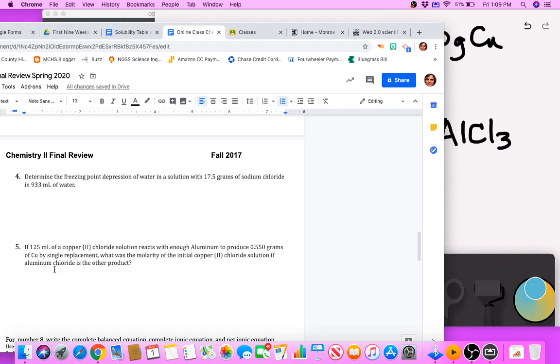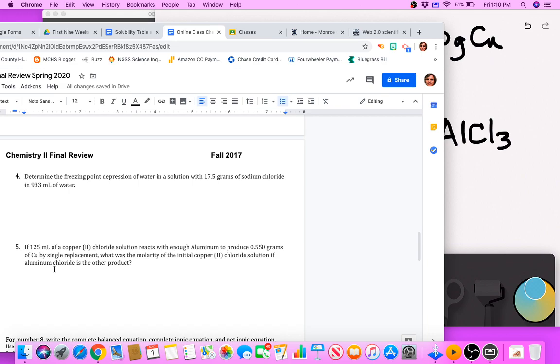So copper 2 chloride, copper 2 is +2, chloride is -1, so that's CuCl2. Aluminum chloride, Al is +3, chloride is -1, so it's AlCl3. So when you're writing these, you have to make sure you write the correct formula of the reactants and the products. Also, this is the element copper, and copper is not part of Brinkelhoff, so it is just Cu. We would not have to put Cu2.